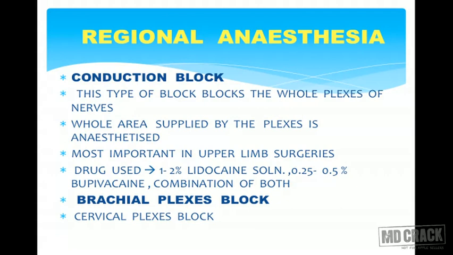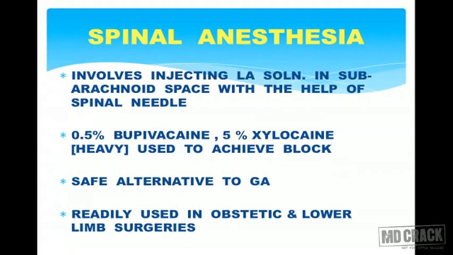The other form of regional anesthesia is conduction block. This type of block blocks the whole plexus of nerves. The whole area supplied by the plexus is anesthetized. It is most important in upper limb surgeries. Drugs used are 1 to 2% xylocaine solution, or 0.25 to 0.5% bupivacaine solution, or a combination of both in various proportions and in various volumes. Examples of this particular block are brachial plexus block and cervical plexus block. I am going to talk in detail about brachial plexus block and all the various approaches of this particular block in the coming module.